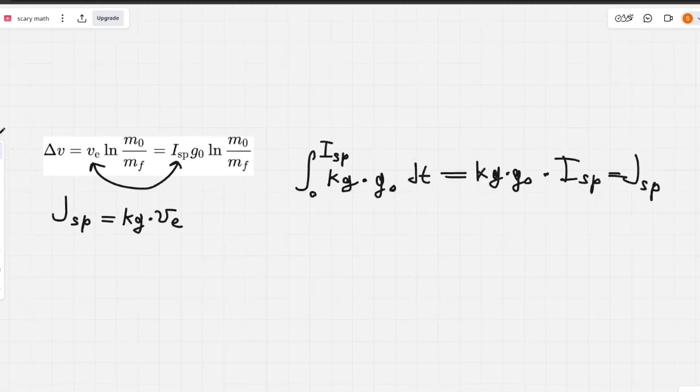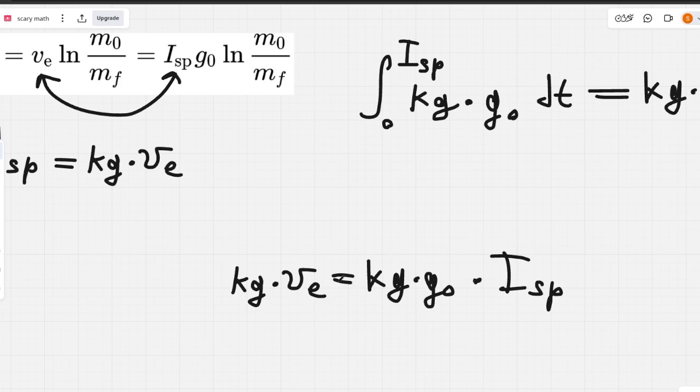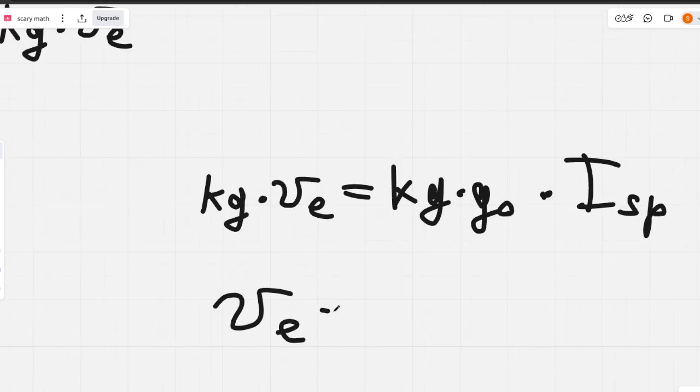Alright, so what we've got is kilogram times VE is equal to kilogram times g0 times the specific impulse with the time. So we have connected VE and ISP g0. Very nice indeed.